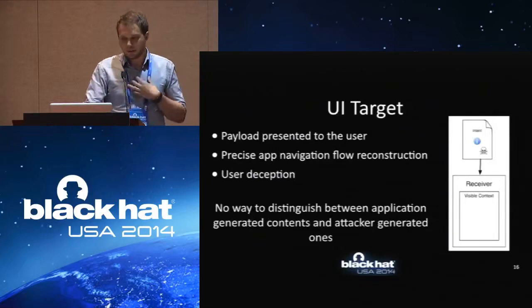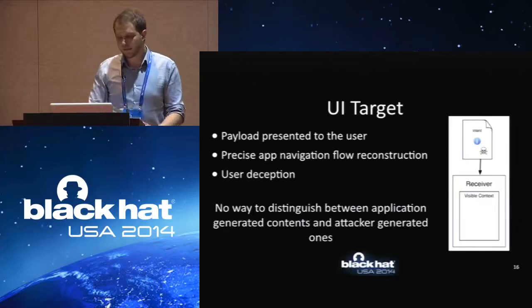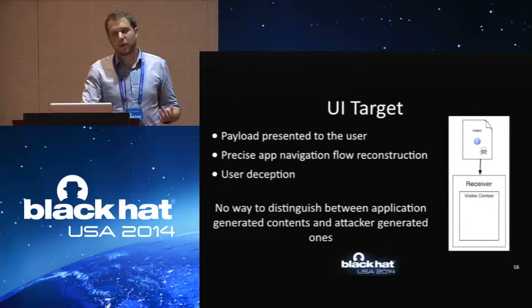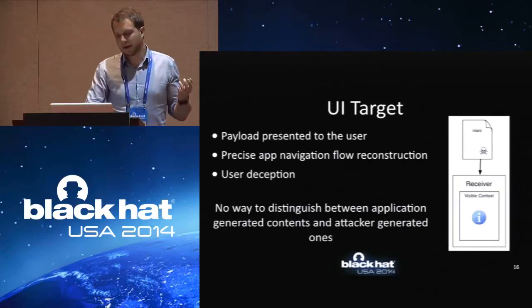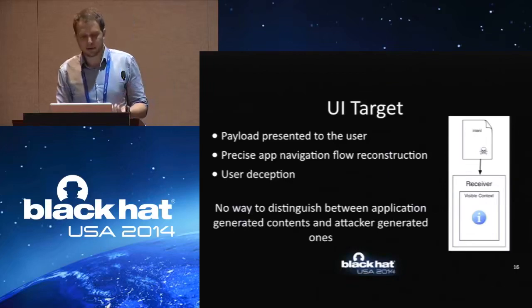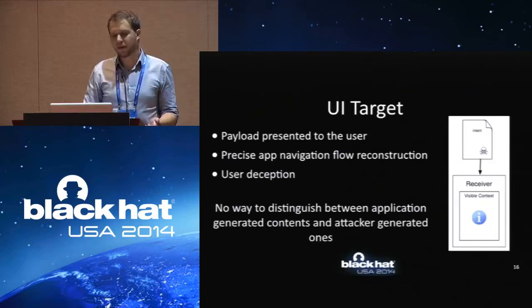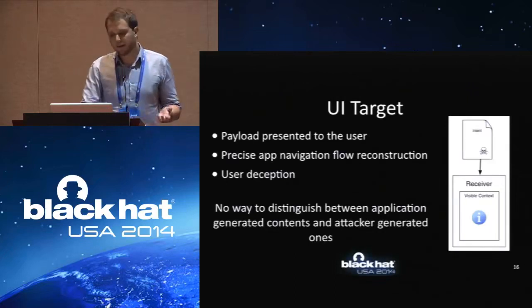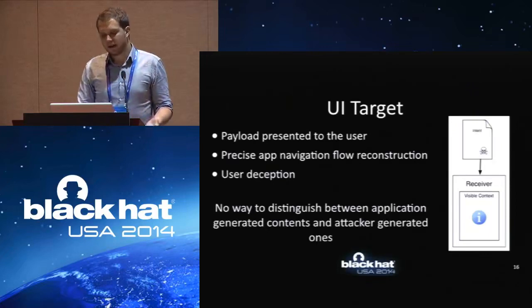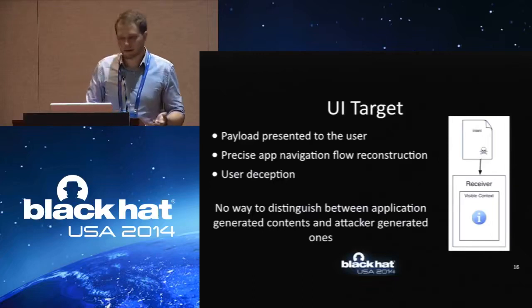I want to show you three categories of attacks we define in our scenario. First one is UI target. The definition of this is basically when the information contained in the intent payload flows to the visible context of the application. This, of course, can lead to some phishing scenario or some case in which the user is deceived. And the user won't have any way to distinguish between the content generated by the attack or the content generated in the common navigation flow.